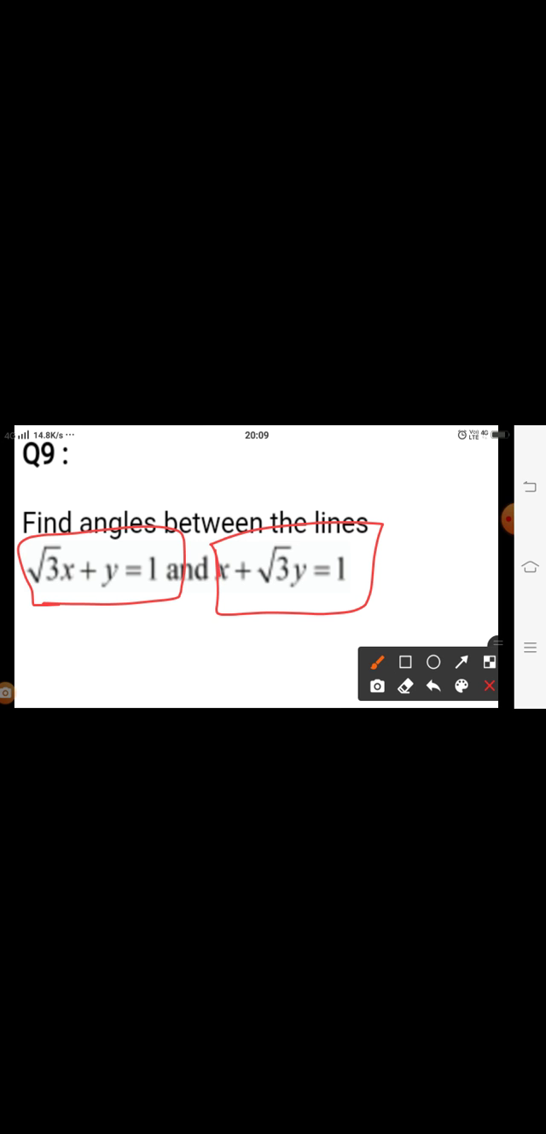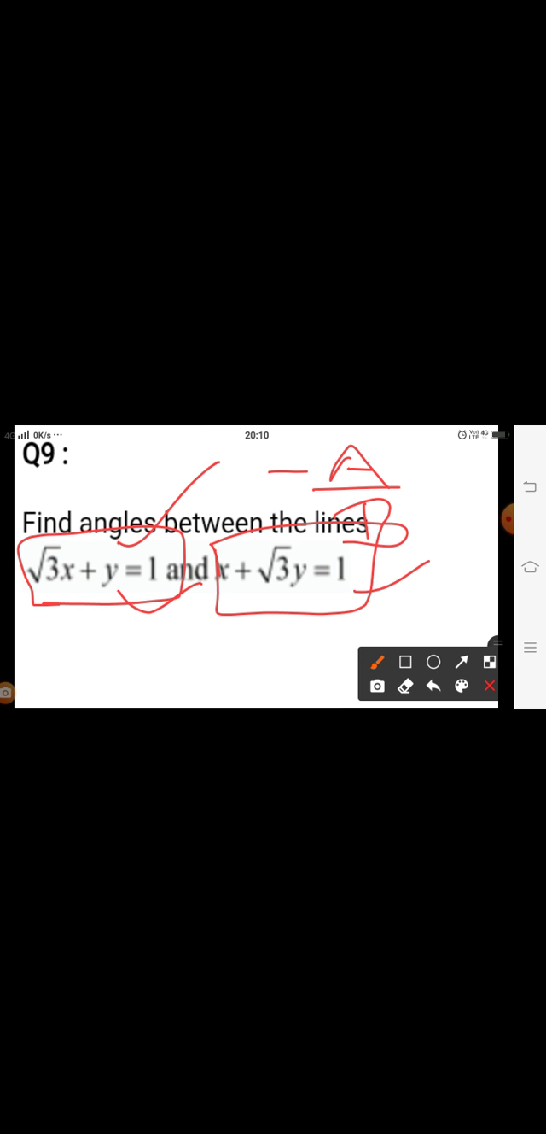Next question: we have to find the angle between the given two lines. These two equations are given: root 3x plus y equal to 1 and x plus root 3y equal to 1, and we have to find the angle between these two lines. For finding the angle we have the formula tan theta is equal to (m2 minus m1) upon (1 plus m1 m2). It means we need the slope, and if the equation of a line is given, then as in the previous presentation, we can tell the value by using the concept minus a upon b. Slope is equal to minus a upon b, where a is the coefficient of x and b is the coefficient of y.